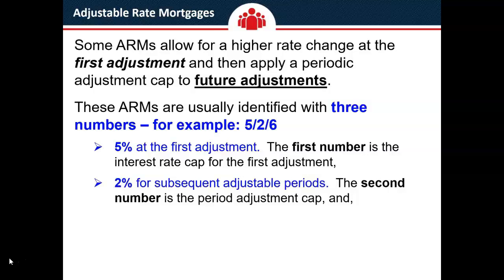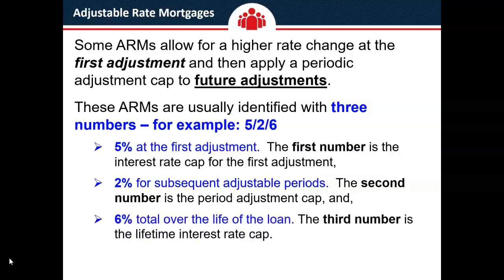Maybe it's scheduled to adjust every 2 years. Well, the most it can go up or down is 2% at subsequent adjustments. But that last number is the most it can go up from where it started over the life of the loan. Then it has hit the ceiling. And I'll give you an example in just a second. Let's break this down just a little bit further.